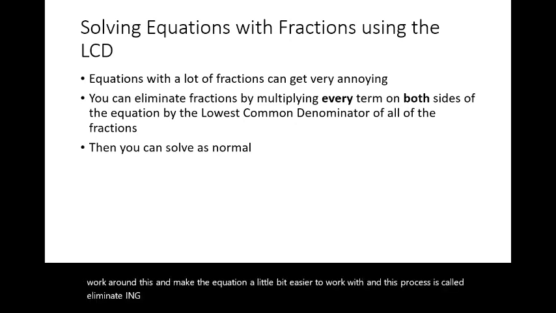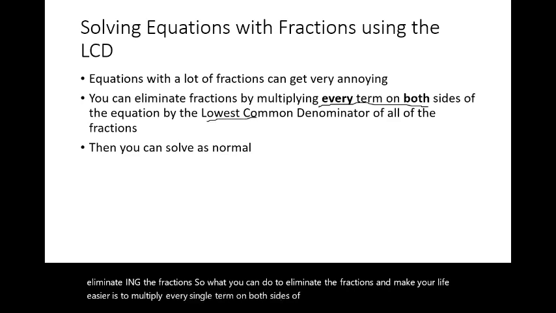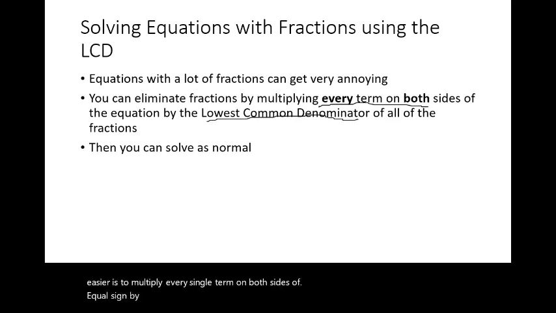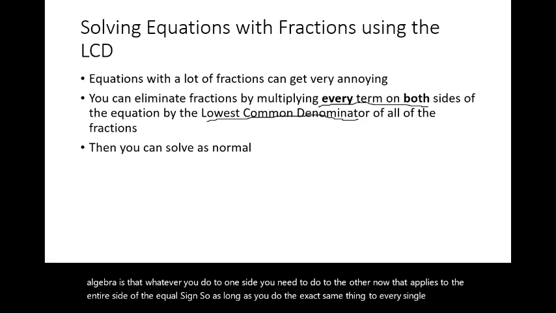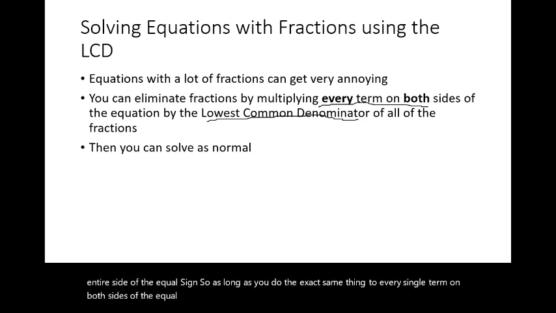So what you can do to eliminate the fractions and make your life easier is to multiply every single term on both sides of the equal sign by the lowest common denominator between all of the fractions. The golden rule of algebra is that whatever you do to one side, you need to do to the other. Now that applies to the entire side of the equal sign. So as long as you do the exact same thing to every single term on both sides of the equal sign, you can do almost anything you want.